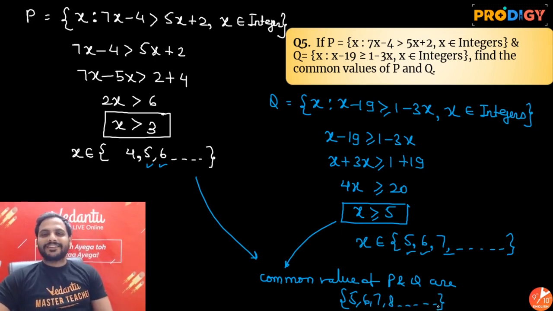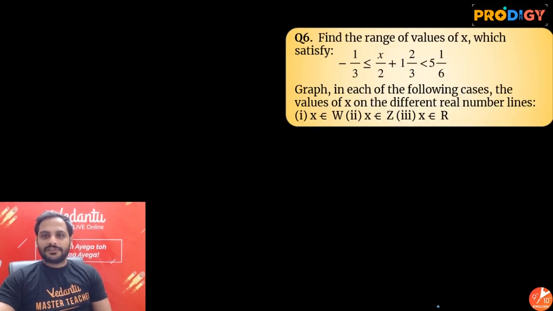Alright, ठीक है बेटा. So this is how this question will be done. Common values are 5, 6, 7, 8 and all those. ठीक है बच्चों, चलो भाई, let's move ahead. Next question. Next question is this. देखो क्या बोल रहा है next question.